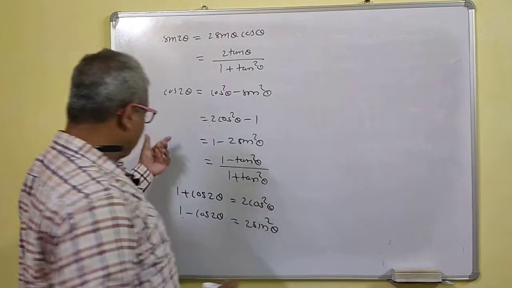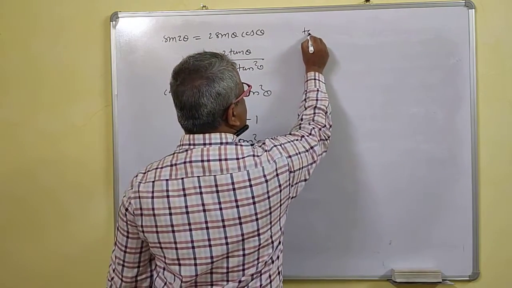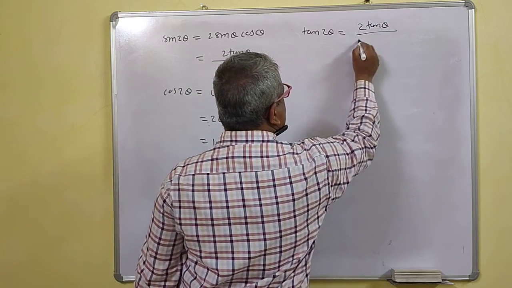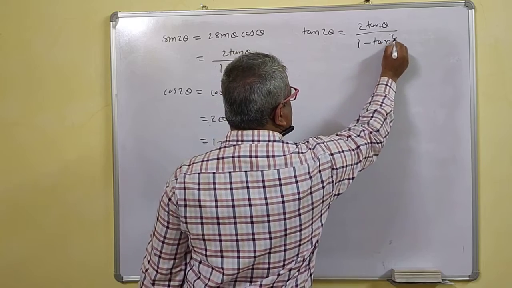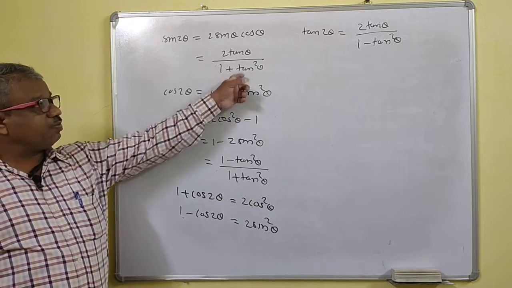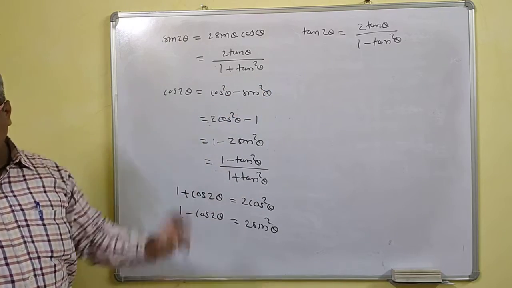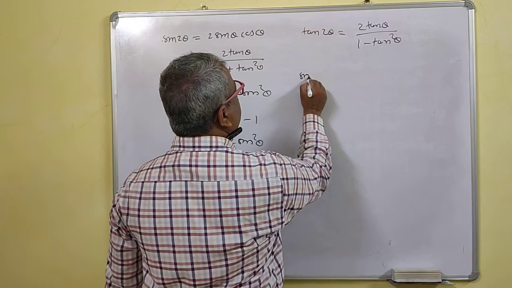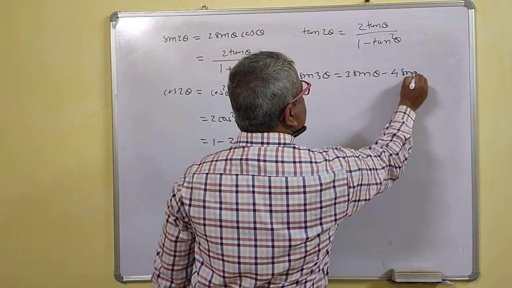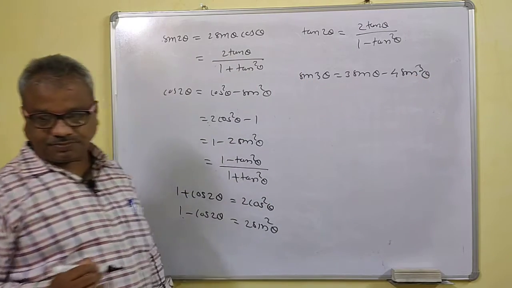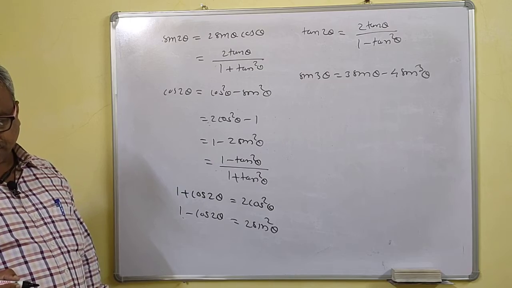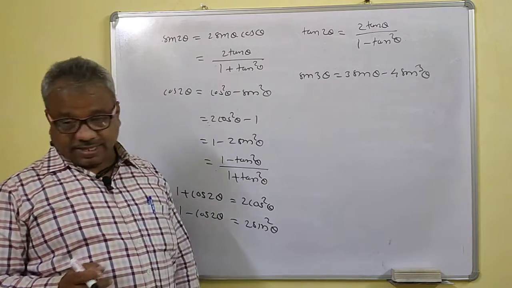Okay. So we have the formula for tan 2 theta now. Tan 2 theta is 2 tan theta upon 1 minus tan square theta. Now here see, in the cos 2 theta formula it was 1 plus tan square, but for tan 2 theta it is 1 minus tan square. Remember this. Then sin 3 theta is 3 sin theta minus 4 sin cube theta. Again this.